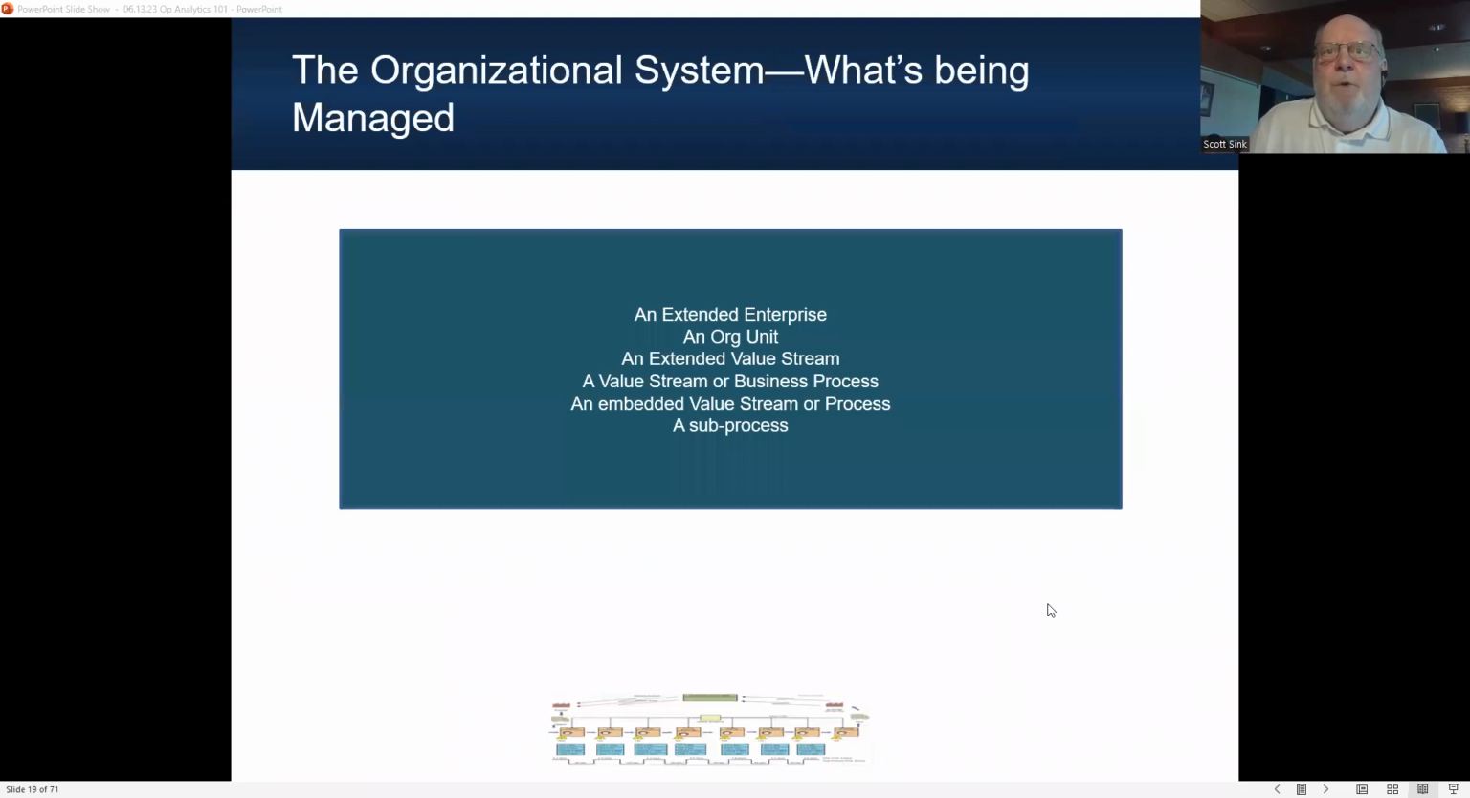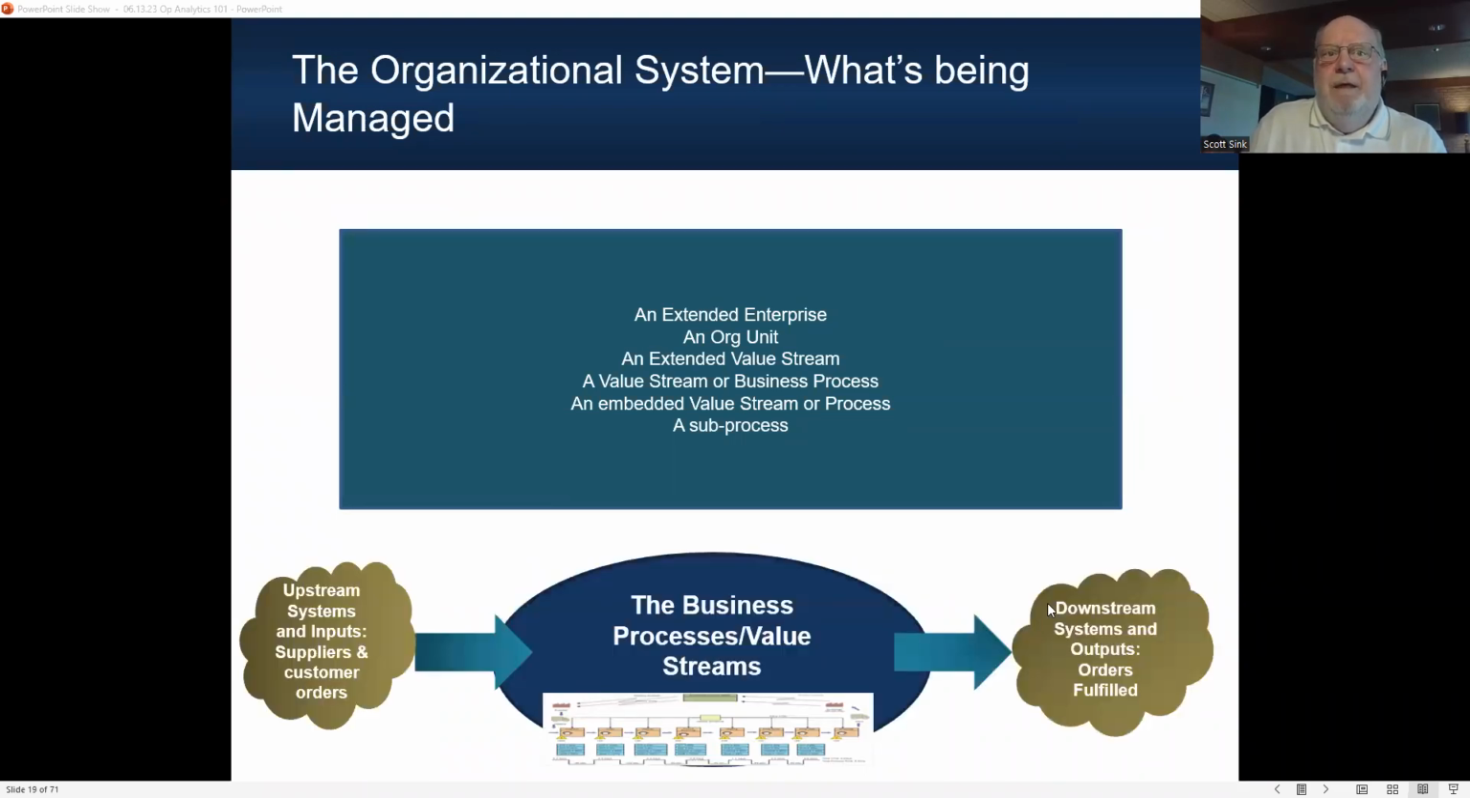So when you think about the extended enterprise, when you think about what the bottom part of that model is, it depends on what you're doing. It depends on what your role is, right? If you're the CEO, then it's probably the extended enterprise. It's the suppliers, it's the logistics system that gets stuff into the system and out. It could be an organizational unit, so it could be finance.